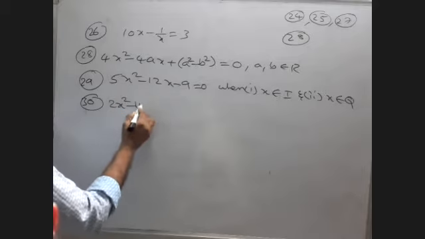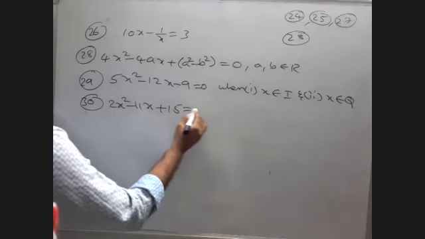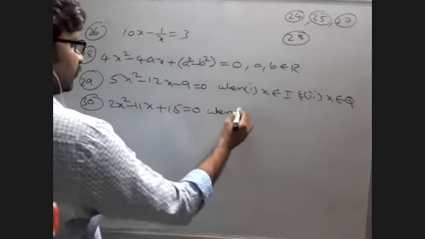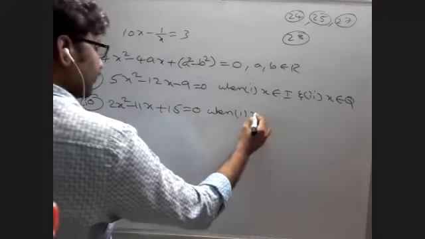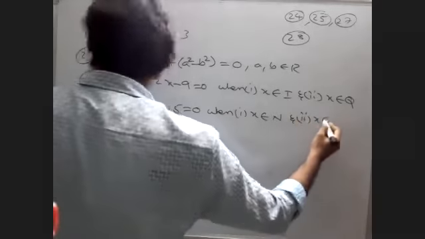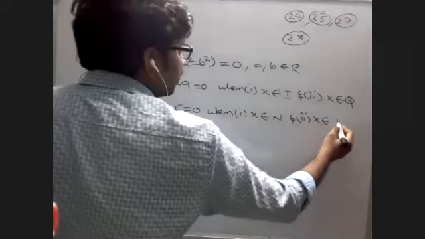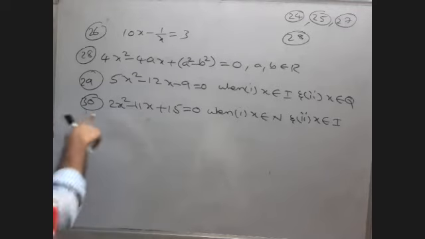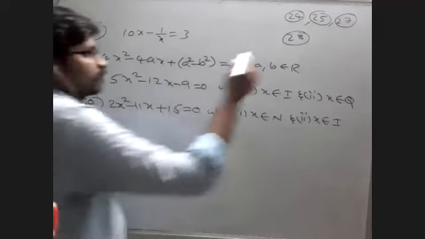2x square minus 11x plus 15 equal to 0, where first x belongs to natural numbers, second x belongs to integers. What about this? Sir, homework, sir. Classwork, sir. This one. Yes, sir. 30. Yes, sir.